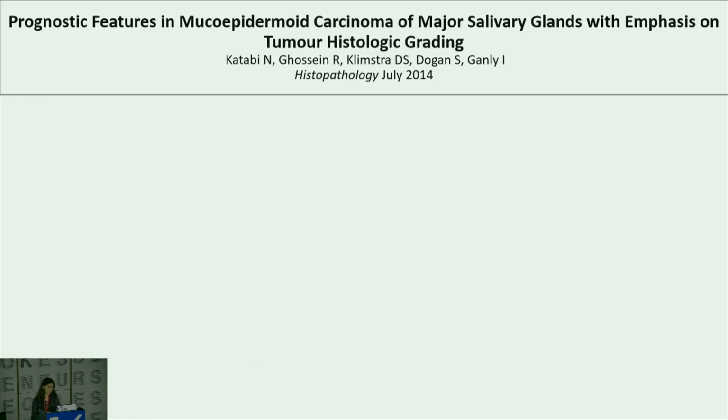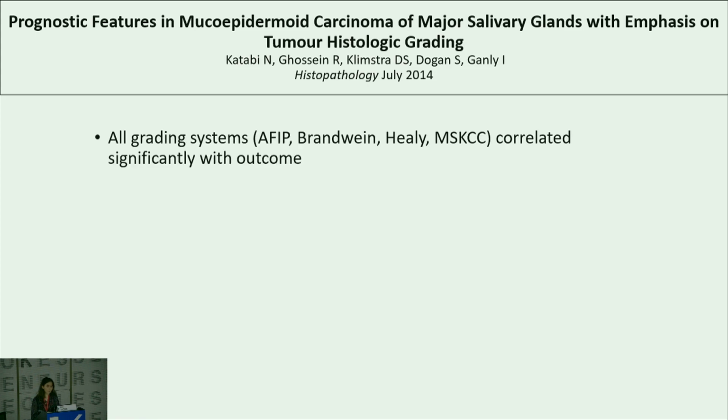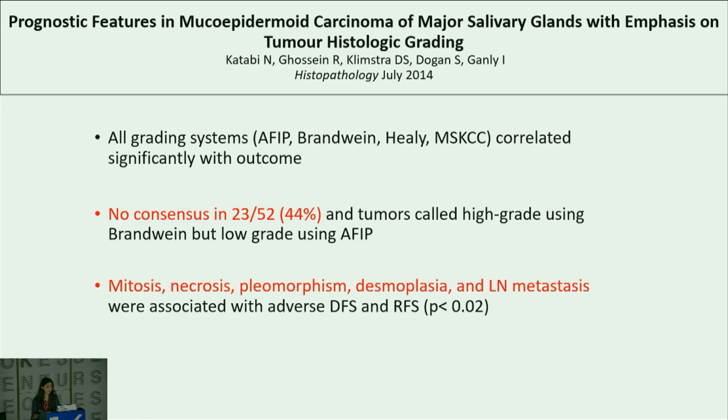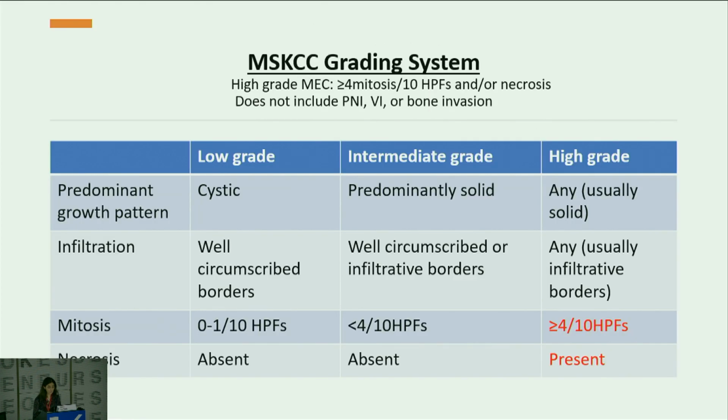To study this further and to investigate the grading of mucoEP, in 2014 we did a study where we compared different grading systems, and we found all grading systems to correlate with outcome. However, we found no consensus in 44% of the cases, and some tumors were called high grade using Brandwine, but low grade using FIP, similar to case number three. Also, we found in this study that there's a correlation between mitosis, necrosis, and outcome. So we decided to use mitosis and necrosis to define high grade in a grading system we call the MSK grading system. In this grading system, we did not include perineural invasion, vascular invasion, or bony invasion. In our opinion, these are more like staging or microstaging or independent parameters.